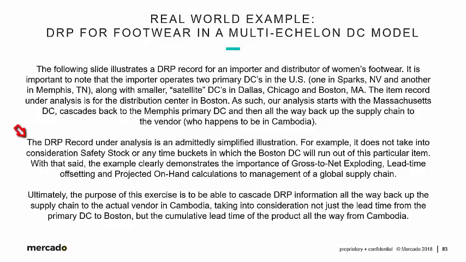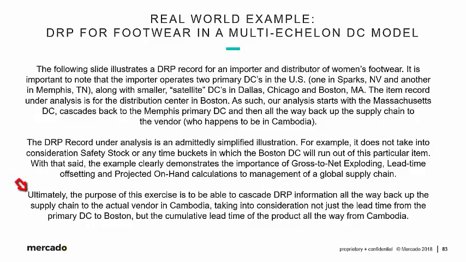The DRP record under analysis is an admittedly simplified illustration. For example, it does not take into consideration safety stock or any time buckets in which the Boston DC will run out of this particular item. And we all know out in the real world, runouts happen all the time. With that said, the example clearly demonstrates the importance of gross to net exploding, lead time offsetting, and projected on-hand calculations to management of a global supply chain.